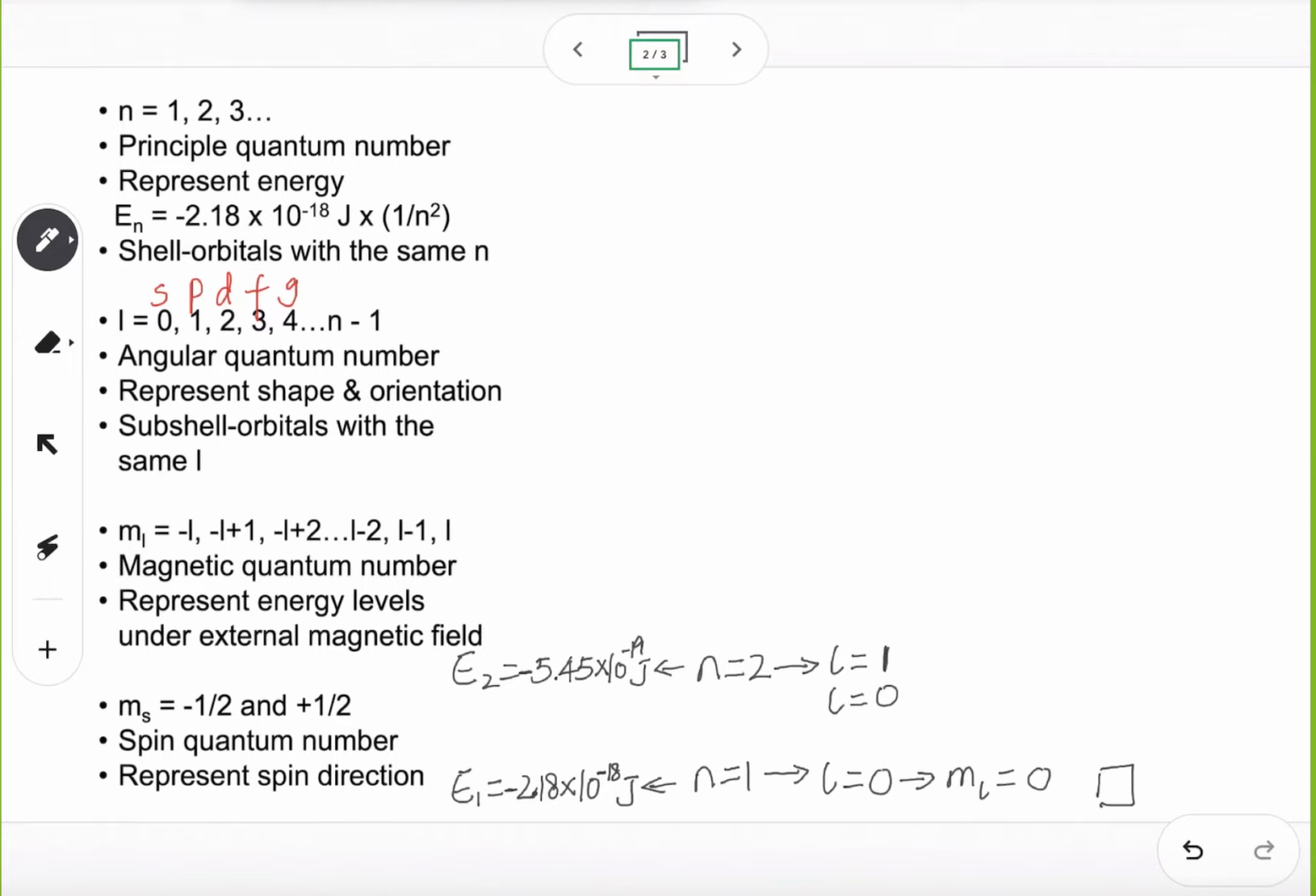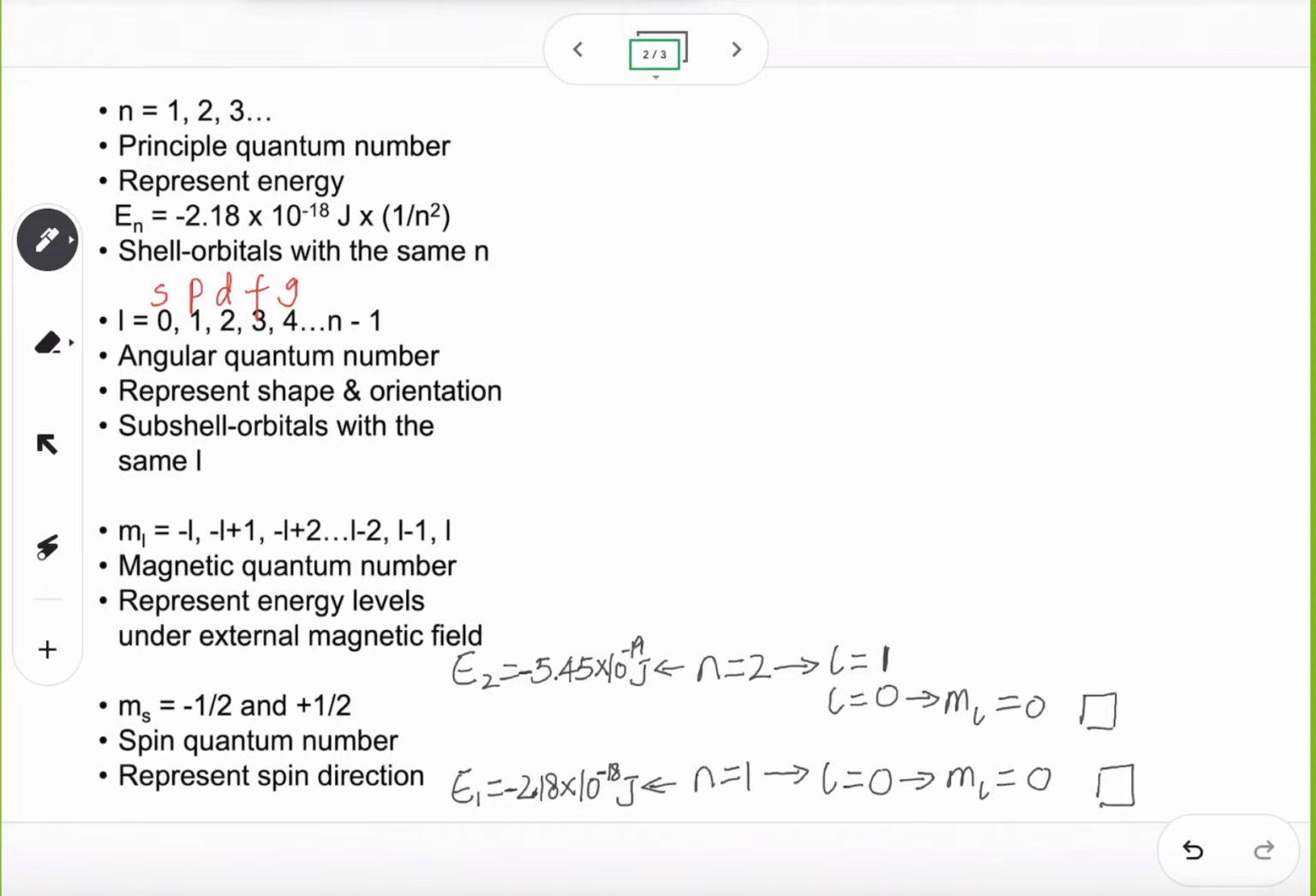All right, so that tells us when n equals 2, there are two possible values for L, 0 and 1. Now, we have to consider the two L values separately. When L equals 0, what are the possible values for ML? As we mentioned at the bottom here, when L equals 0, the only possible value for ML is 0. So only one atomic orbital will be defined.